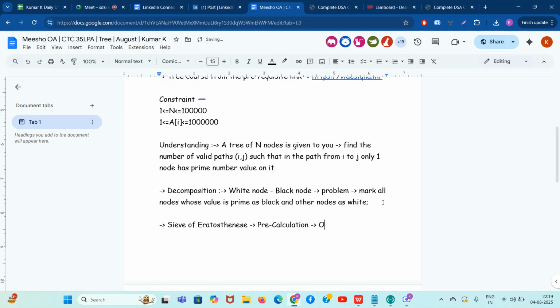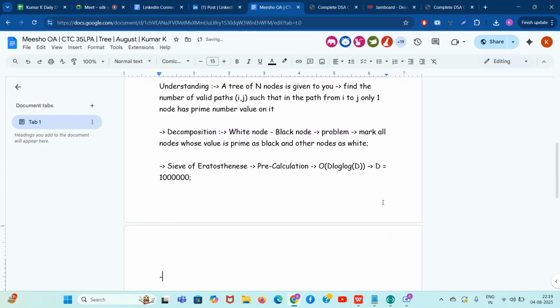So you will do the pre-calculation. It will take O of D log D, where D will be 10 raised to 6. Okay, so these things are clear to you people, right?